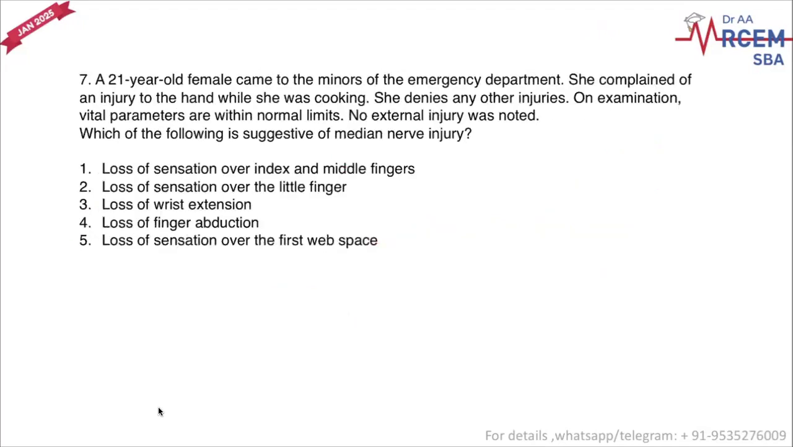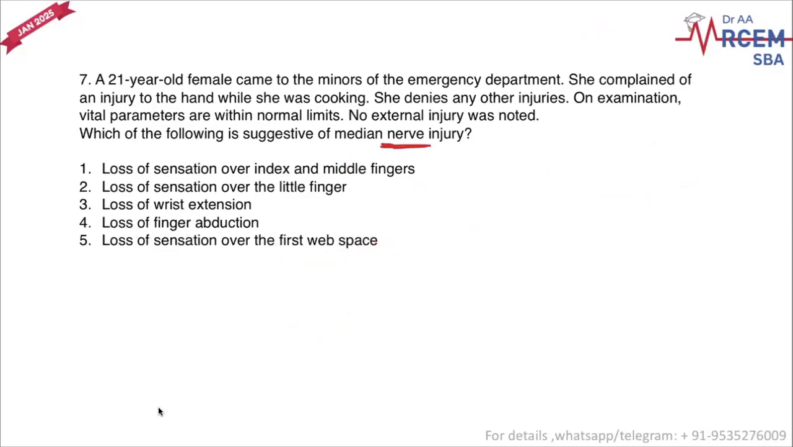A 21-year-old female came to the minors of the ED. She complains of an injury to the hand while she was cooking. She denies any other injuries. On examination, vitals are completely stable. No external injuries were noted. Which of the following is suggestive of a median nerve injury? They're just asking about median nerve injury.